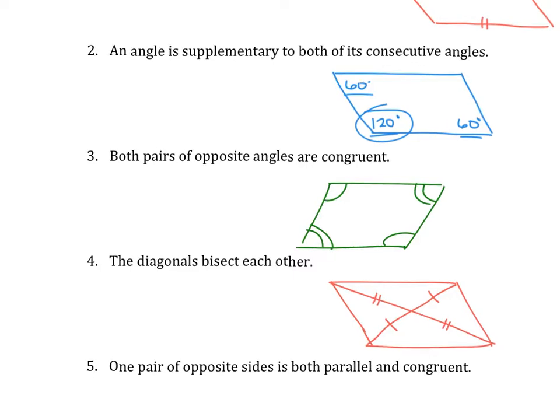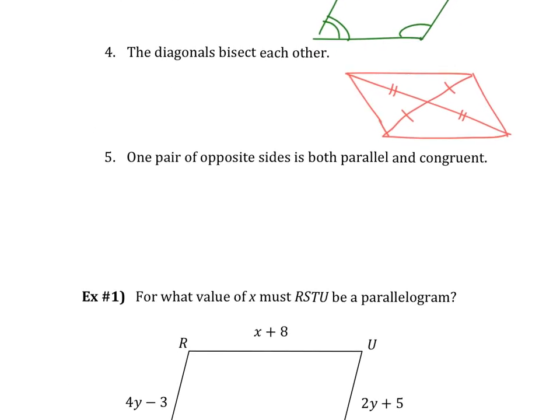Number 5 is the only one that you haven't really seen yet. It says one pair of opposite sides is both parallel and congruent, just one pair. You're not going to know anything about the other 2 sides, but you're going to know 2 things about one set of sides. Let's say the top and bottom are parallel and congruent. If that happens, then we know the figure is a parallelogram. Every one of these is markings so that we know we have a parallelogram.